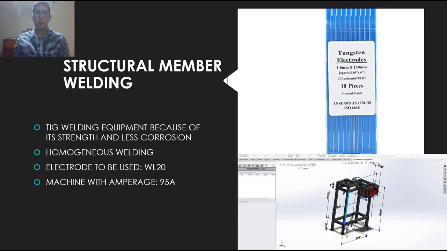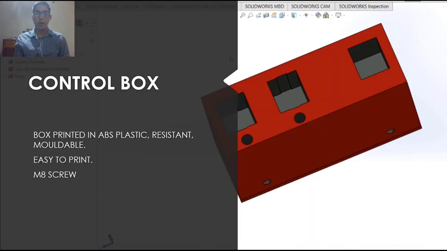For the structural member welding, TIG welding equipment and TIG welding techniques will be used because of its strength and less corrosion. This is a homogeneous welding. The electrode to be used is a WL20, and the amperage that we will be working with will be 95 amperes. For the control box, this one will be printed in ABS plastic as it is resistant and easy to print, and it will be screwed with M8 screws.